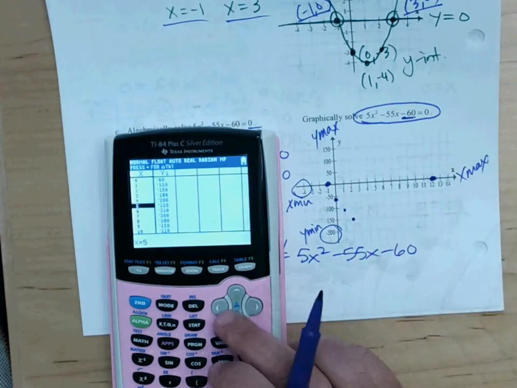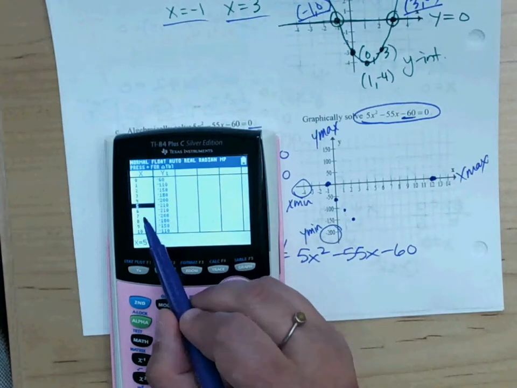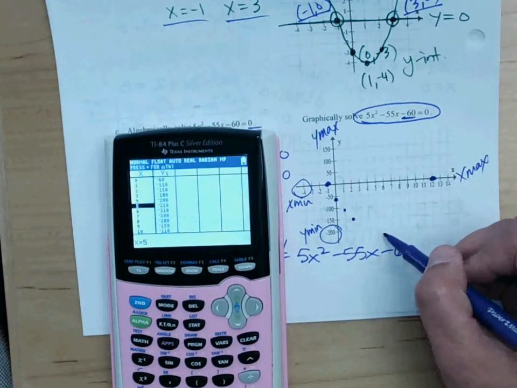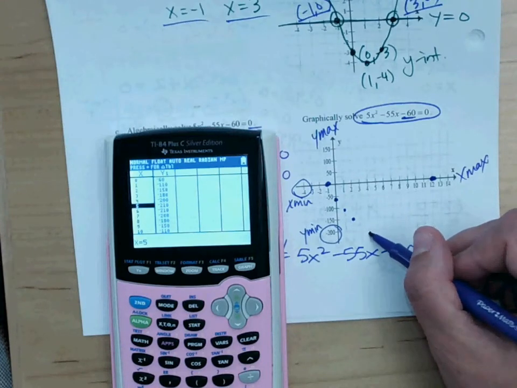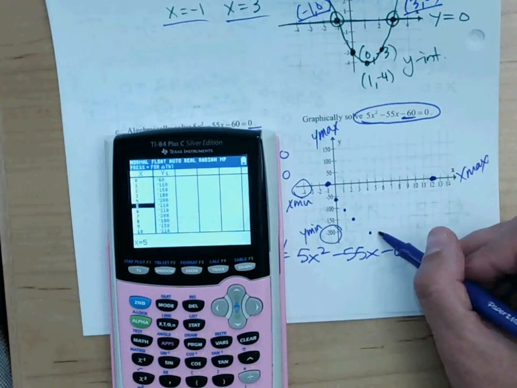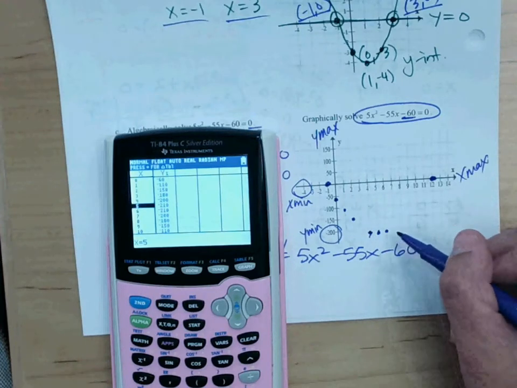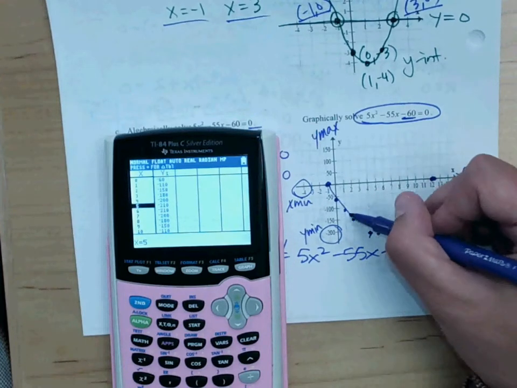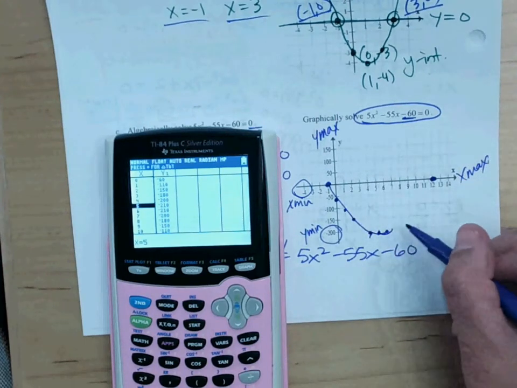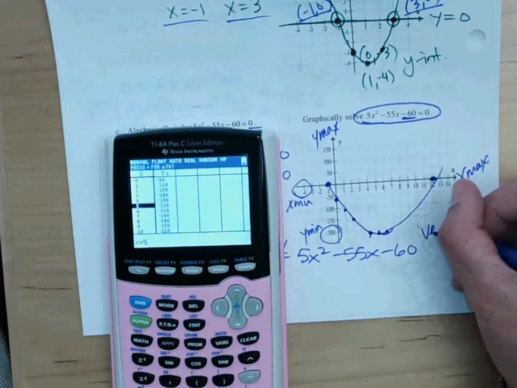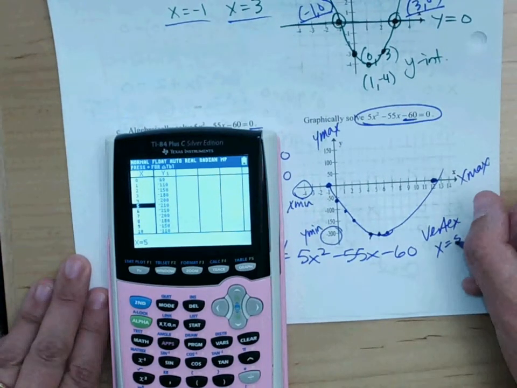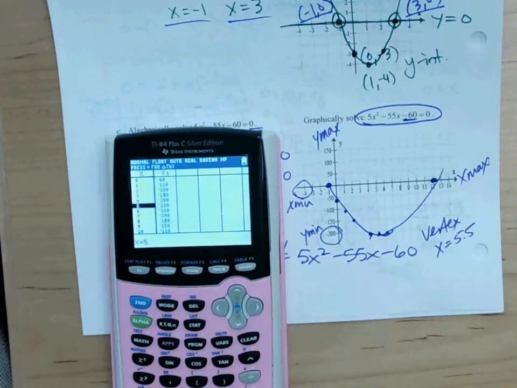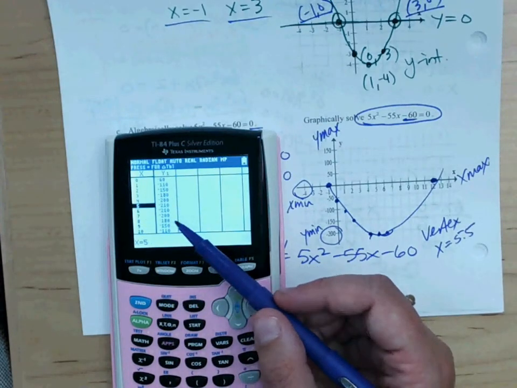And there's going to be symmetry as well. Oh, the vertex. Where will the vertex be? Can you tell? 5 is negative 210. And 6 is also negative 210. So that means it's going to dip down between those two points. So the vertex is going to be x equals 5.5. Can you tell that from the numbers that are here?